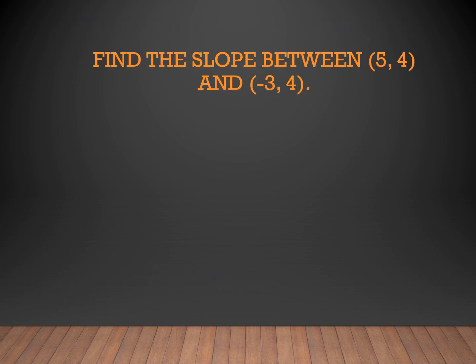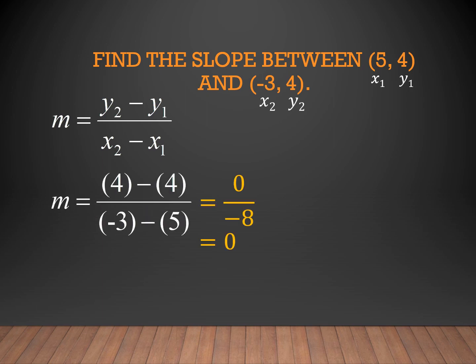We have another example. We need to find the slope between these 2 points. So we're going to use the formula. Now we're going to label my x1, y1, x2, y2, and we're going to substitute these coordinates in the formula. We got the slope in this example as 0.